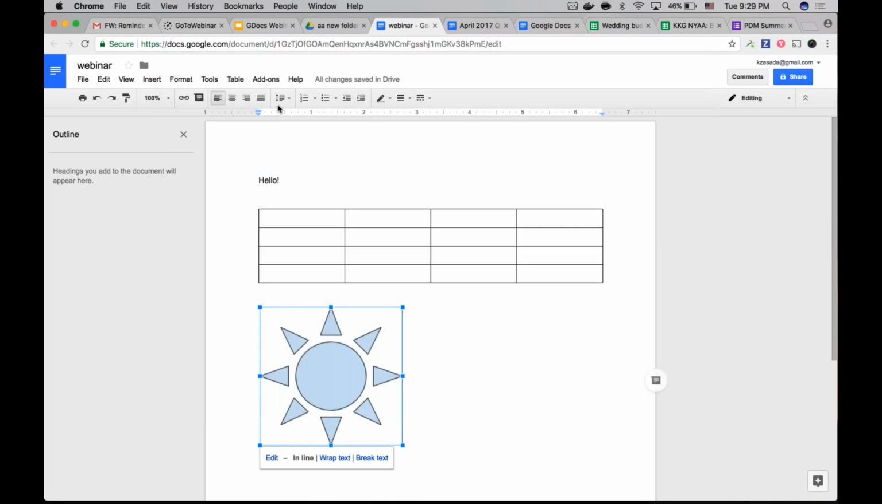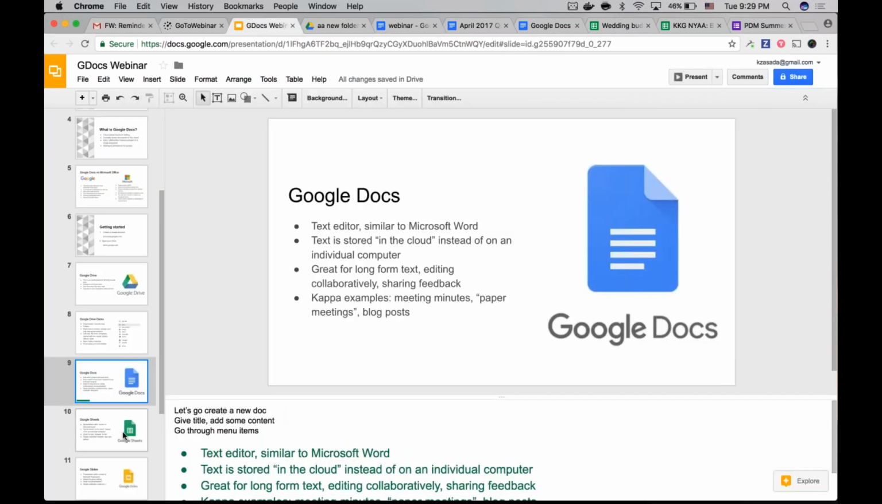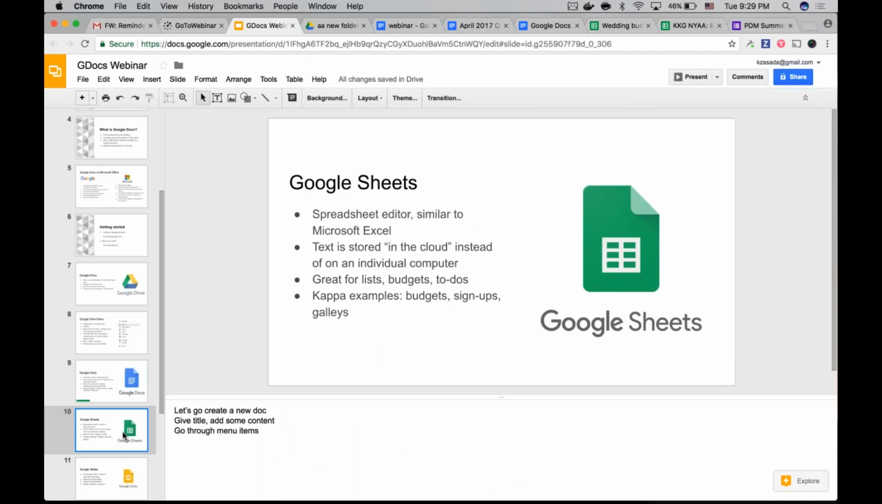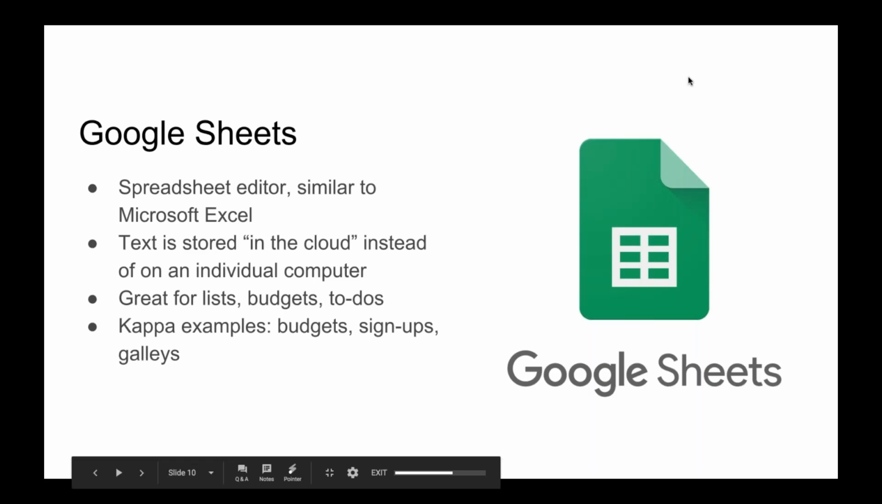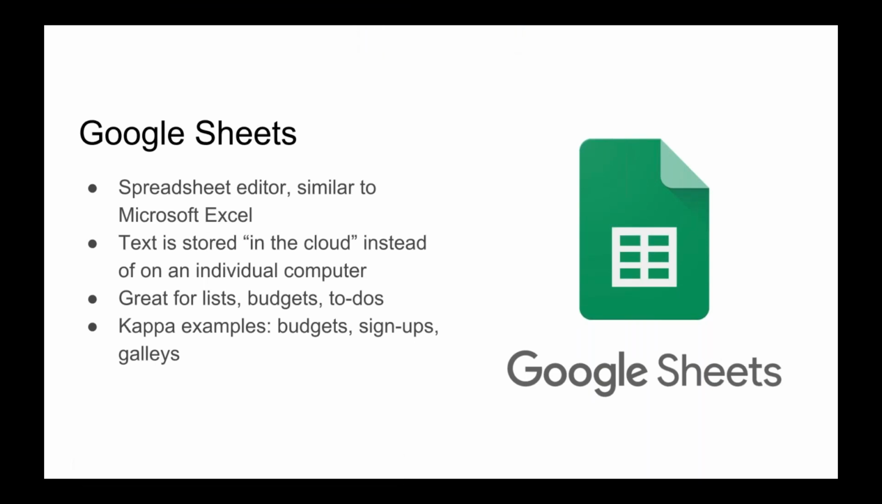Fantastic. Those are the only questions I have waiting. All right. So now that we have gone through Google Docs, our next type of document or tool is Google Sheets. And Google Sheets, as the name suggests, is a spreadsheet editor. The simile is that it is Microsoft Excel.